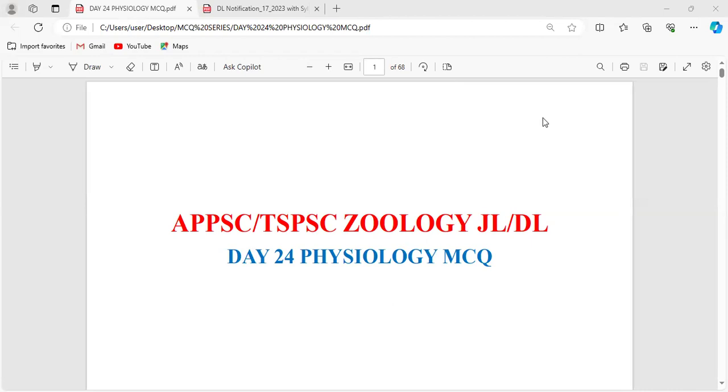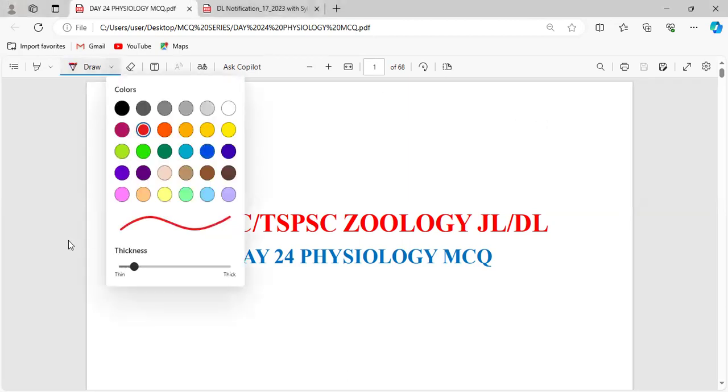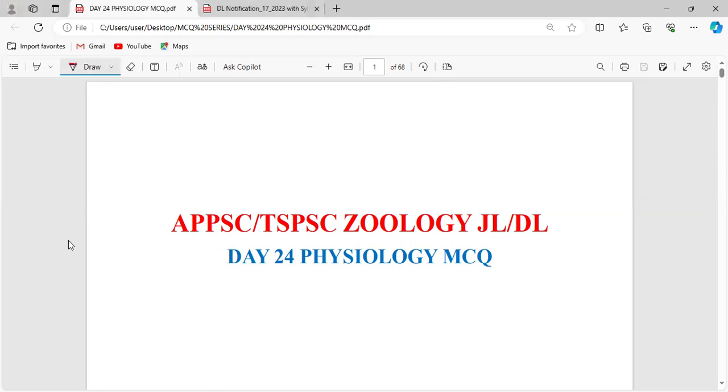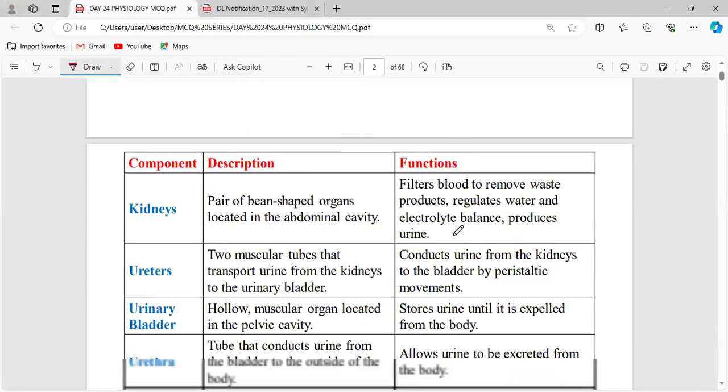Okay, in today's class, we are going to discuss the excretory system. I'm going to explain the concept first, and after that, we are going to solve the questions as usual.